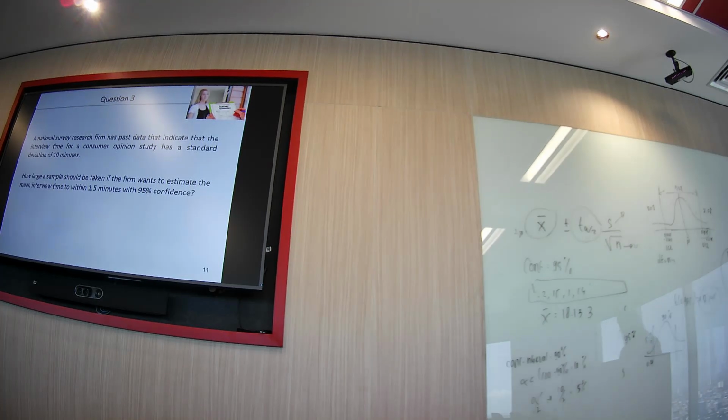Okay, so this one is quite national survey research has flash data. So given that the standard deviation is 10 minutes, the question is asking how large the sample size. So asking the n, the sample size. Usually we know the n, right? Now we don't know.